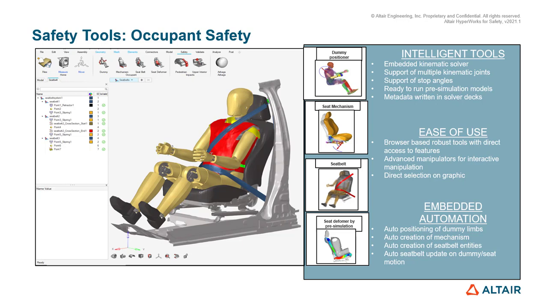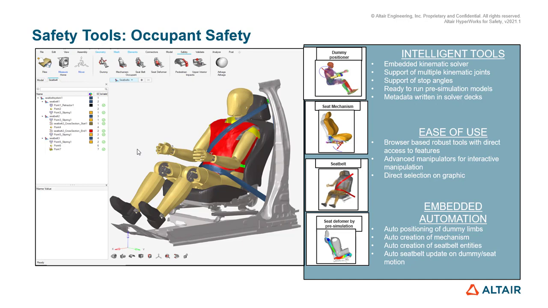So since this is a browser based tool, it is very robust and you can directly access the features. It has advanced manipulator for interactive manipulation. So for example, if you route the seat belt, you can modify the seat belt interactively. And direct selection on graphics is possible. So when you are modifying some entity, you can directly pick it on the graphics and you can modify.